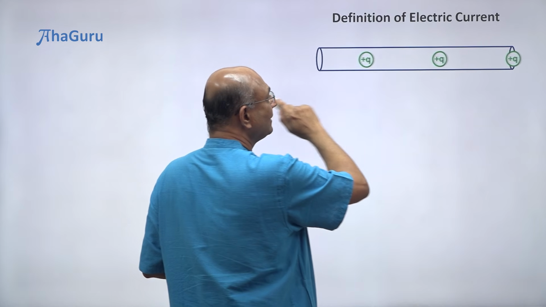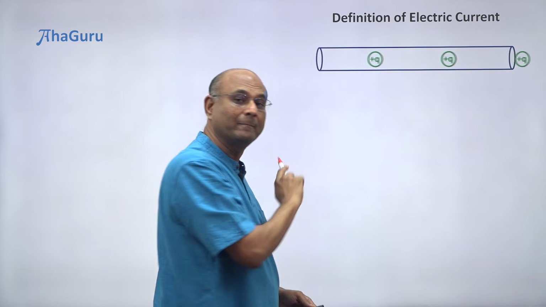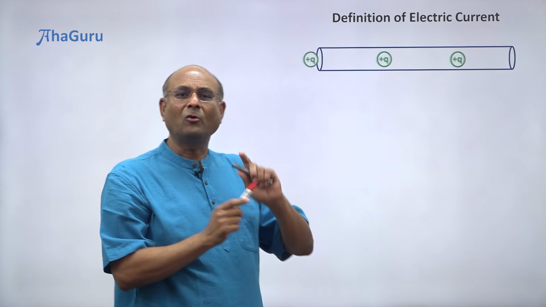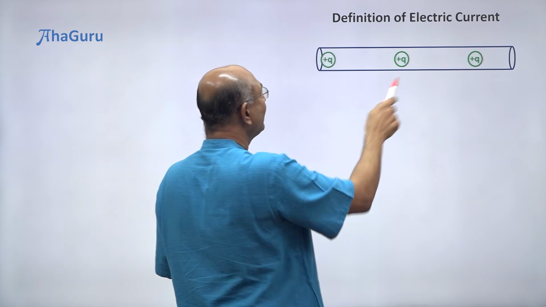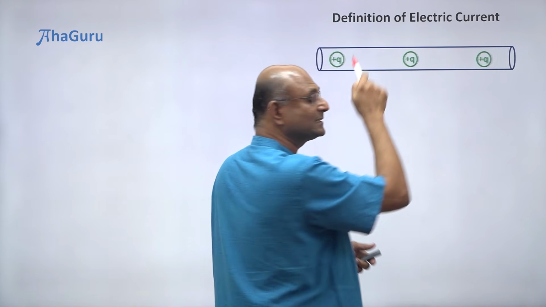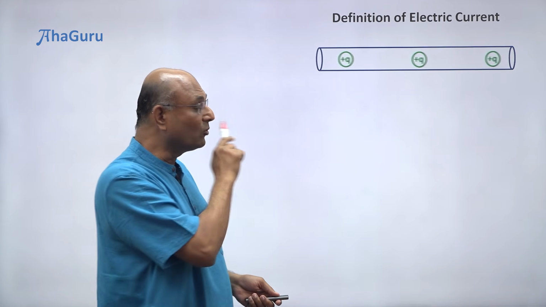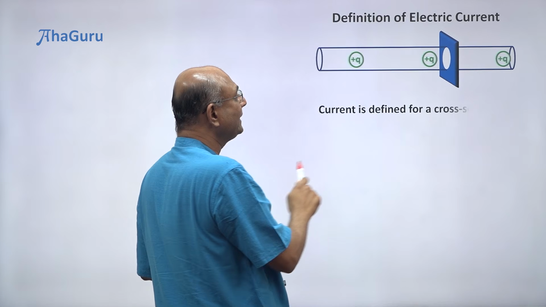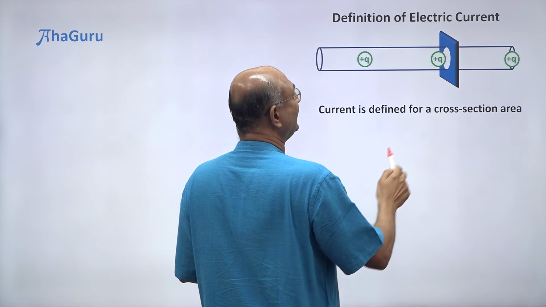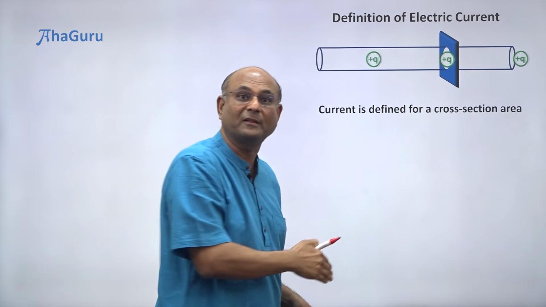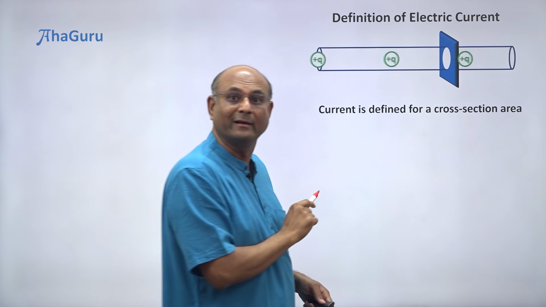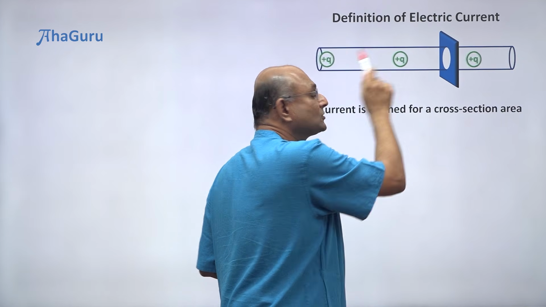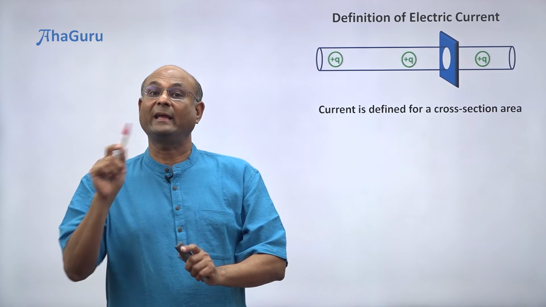I have here positive charges flowing that way. Now if I ask you how much is the current through this wire, there is a charge here, there's a charge there, there's a charge there. Should we count all of that? No, you have to be very careful because actually current is defined for a cross section area. So you make a cross section of the wire, look at that area through which all these charges are going in, right? So how much charge goes through that area every second?